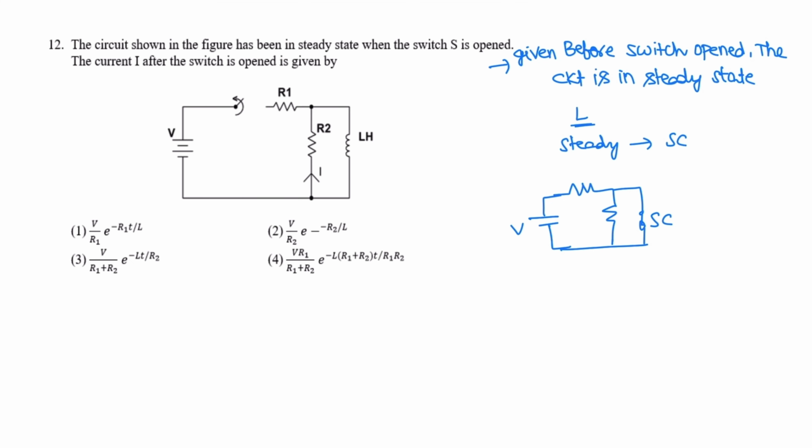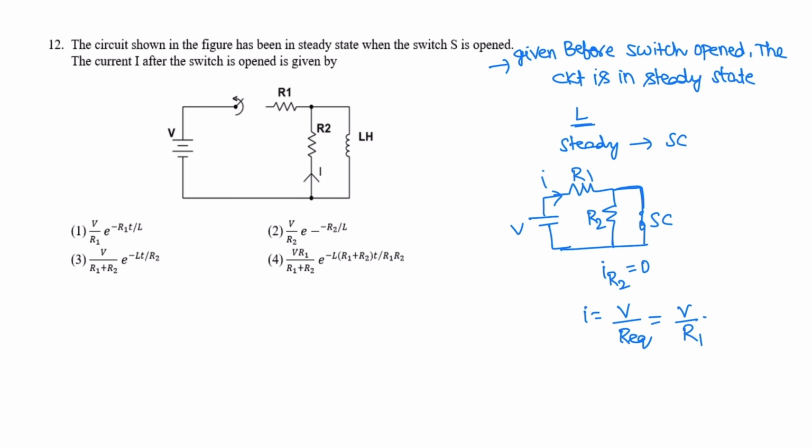This is a voltage source V, resistance R1, resistance R2, and the inductor is short circuited. Because this path is short circuited, the current flowing through R2 is 0, because current always chooses to flow in the least resistance path. Now the total current I is equal to V by R equivalent, so it is V by R1. This current is V by R1.